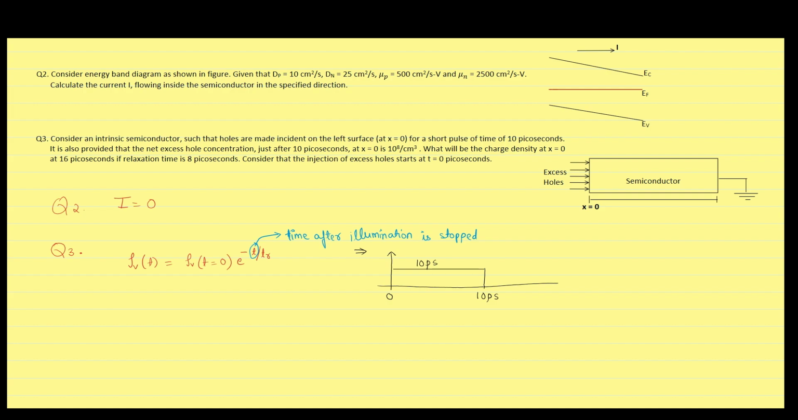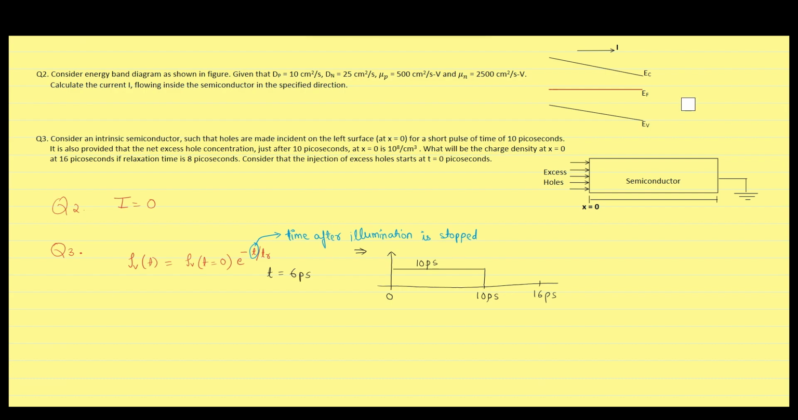We are supposed to find the charge density at 16 picosecond. Therefore, here in the equation we have to use t equal to 6 picosecond. Another important point that you have to keep in mind is that the time which we have taken as 0 in the charge density equation for reference is actually t equal to 10 picosecond.